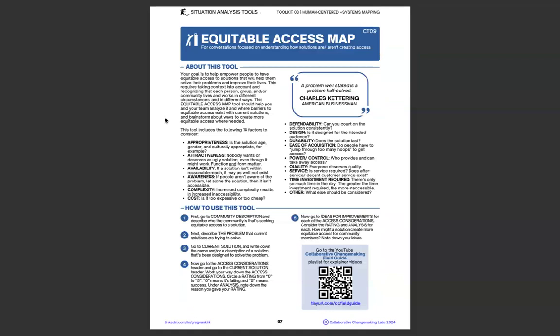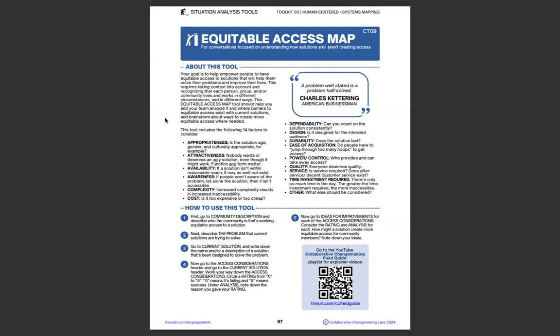So about this tool, your goal is to help empower people to have equitable access to solutions that will help them solve their problems and improve their lives. This requires taking context into account and recognize that each person, group, and community lives and works in different circumstances and in different ways. This equitable access map tool should help you and your team analyze if and where barriers to equitable access exist with current solutions and brainstorm about ways to create more equitable access where needed. This tool includes the following 14 factors to consider.